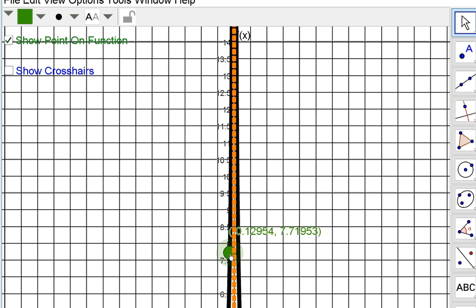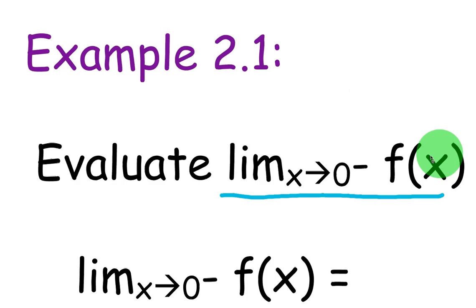And again, if I try to drag it too much, it's going to shoot off the page, so it can only do so much. But this y value is going to keep going up and up and up. And again, what's the concept of up and up and up? That means the y value is approaching infinity. It's a very simple concept.